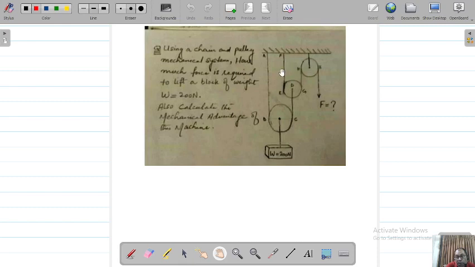Then we have another chain, which starts from F, passes to point E, and from here goes to G, then to H, then to I, and reaches the person who is pulling it towards himself. He wants to lift this load of 200 Newton. We can solve this problem very easily by considering our initial point.